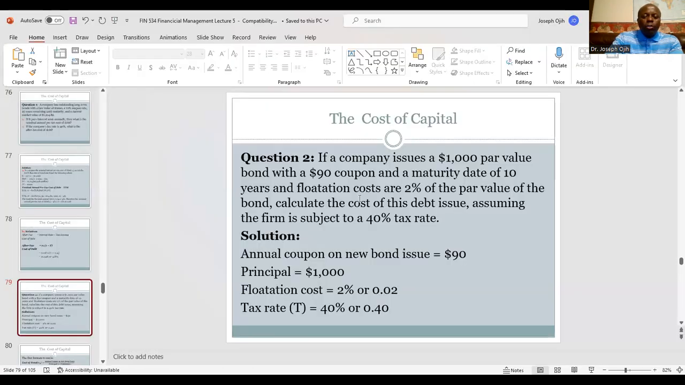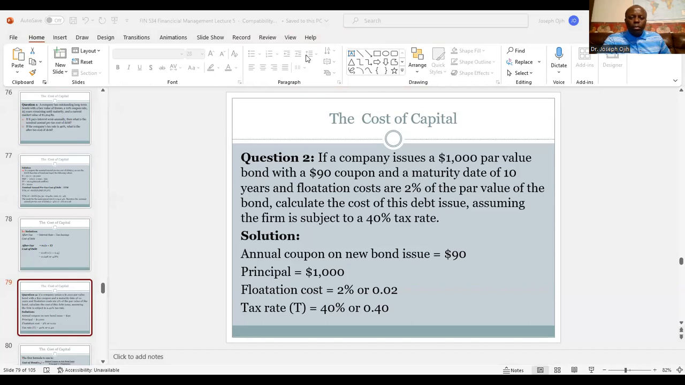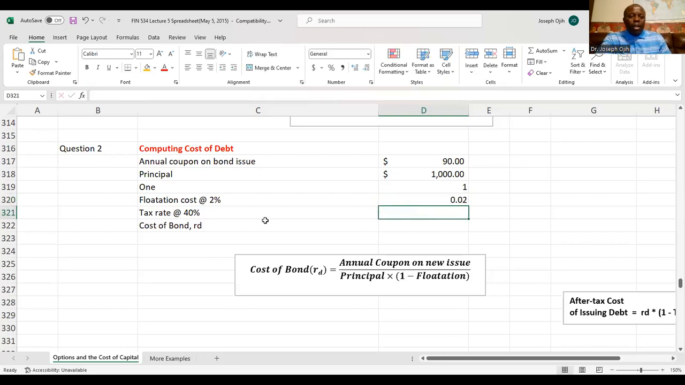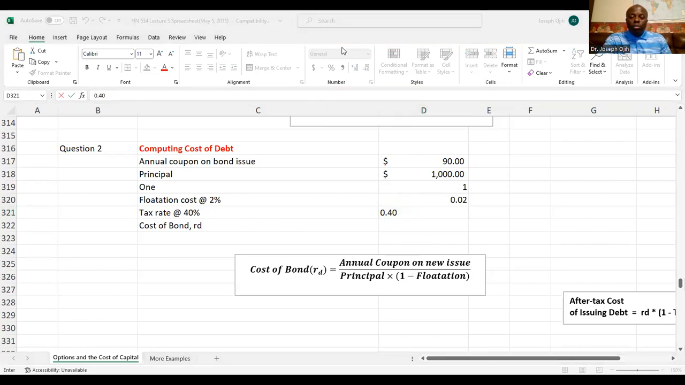Next thing we need is the flotation cost. Of course, somebody has to advertise the bond, sell the bond, and market it, make people know about it so that they can come and buy it. They will charge a fee for that. We call it the flotation cost. So it's 2%, which is 0.02. Then the tax rate of 40% will be 0.40, because that's what we have in the question.